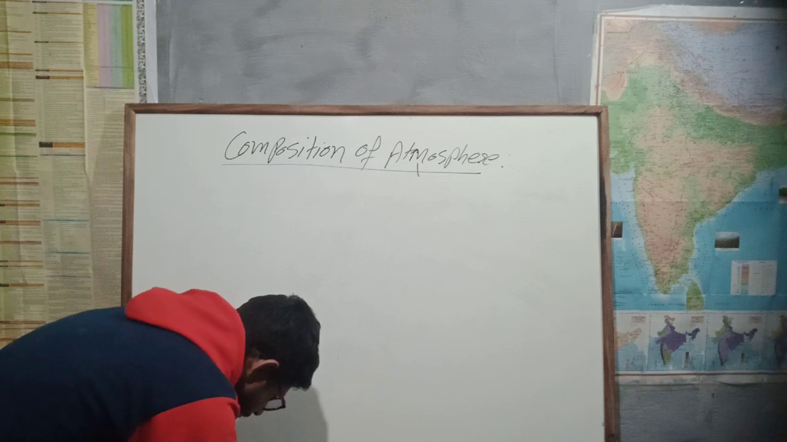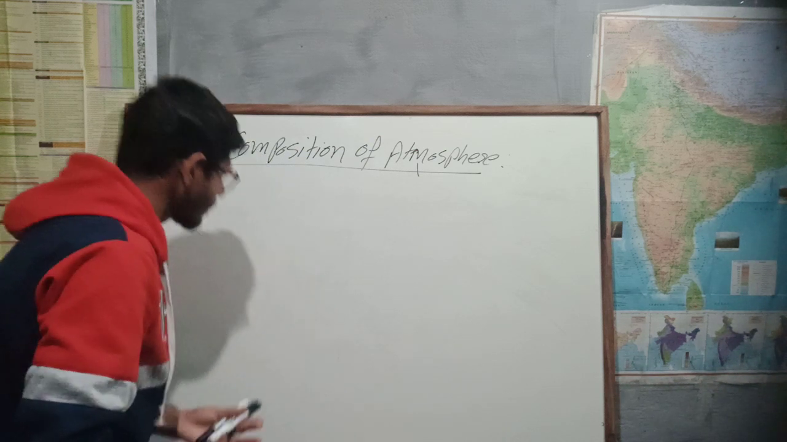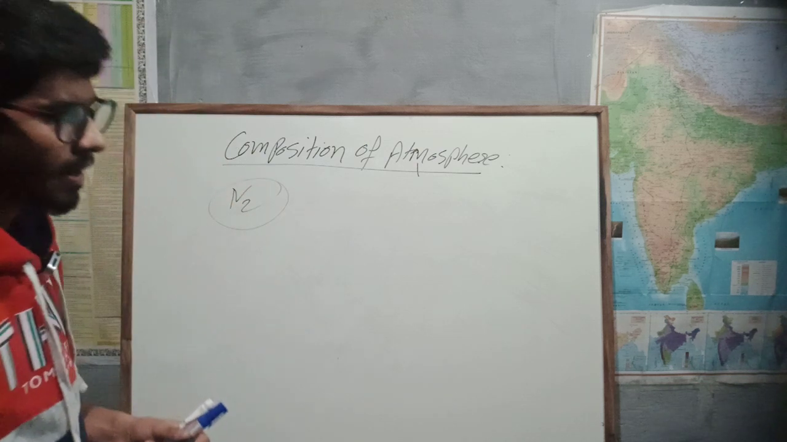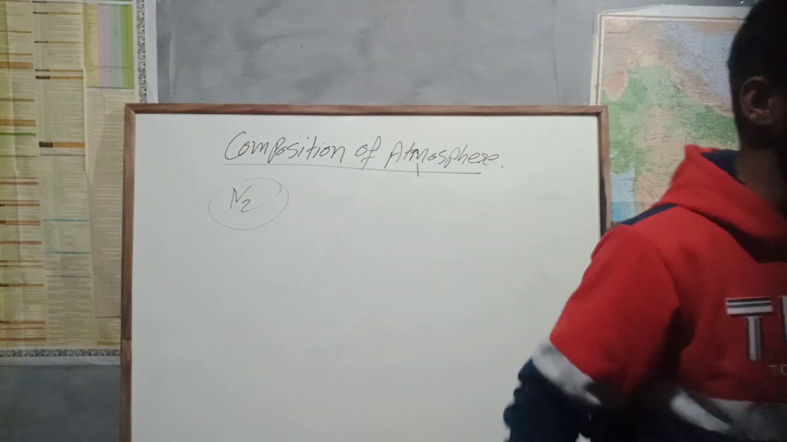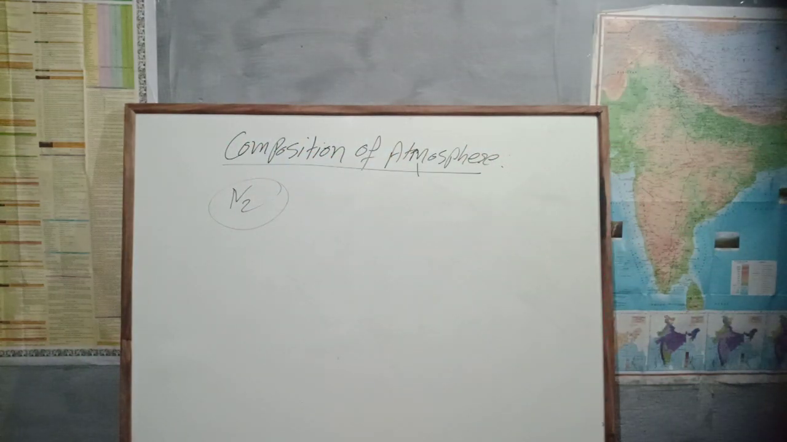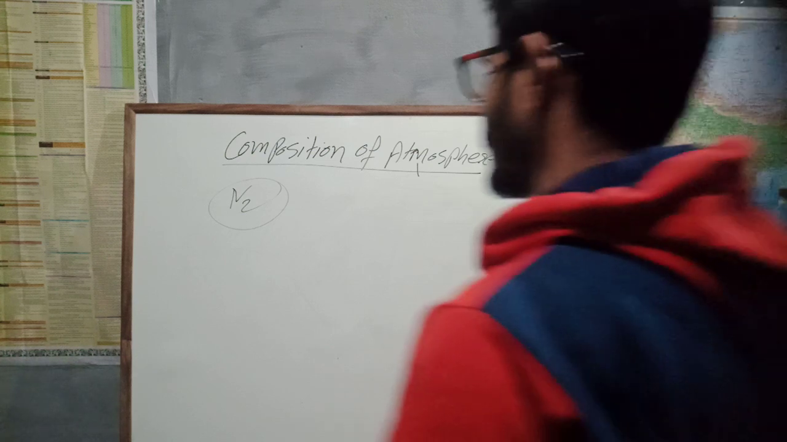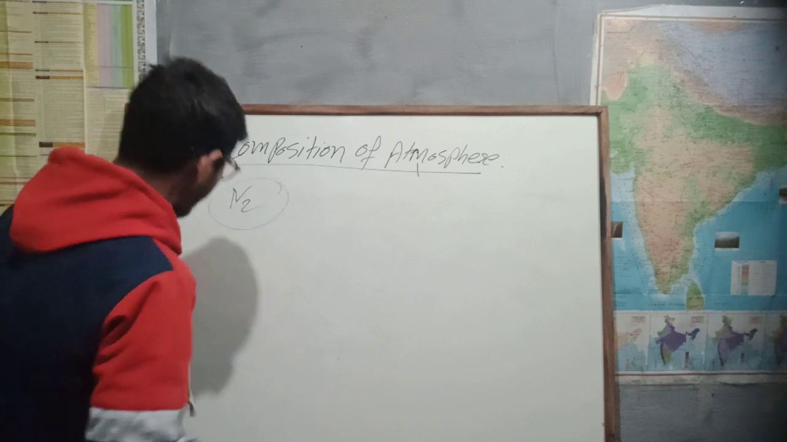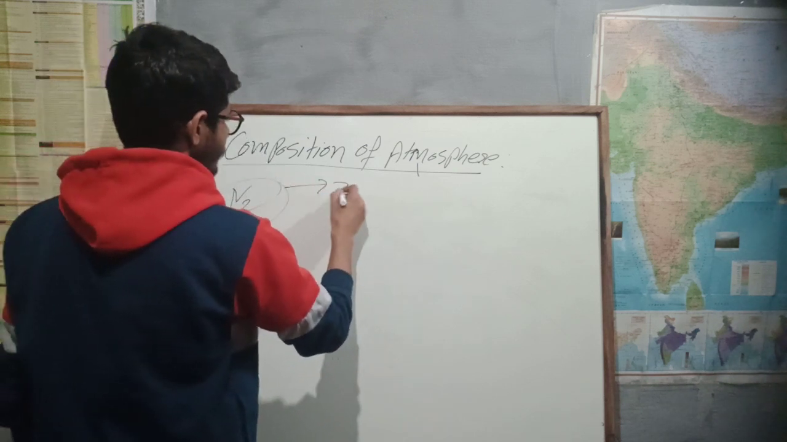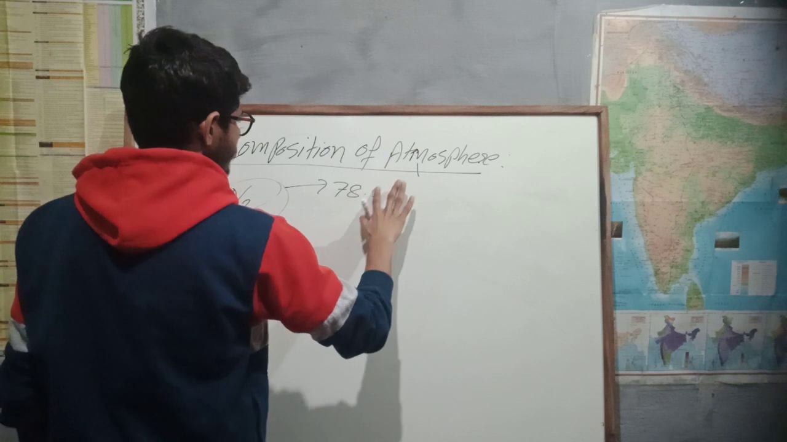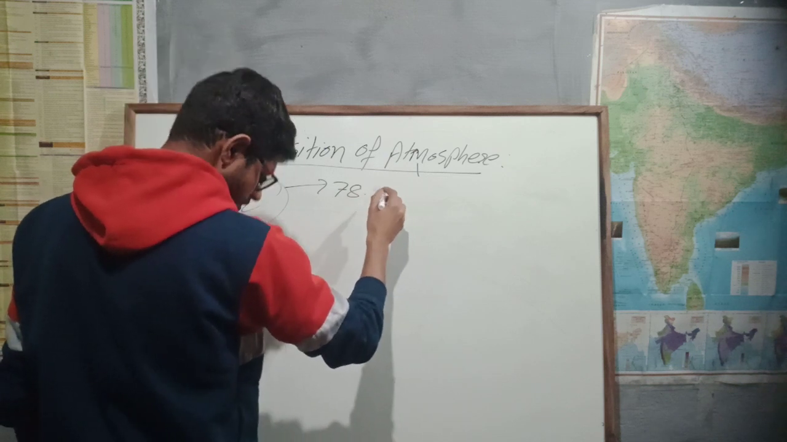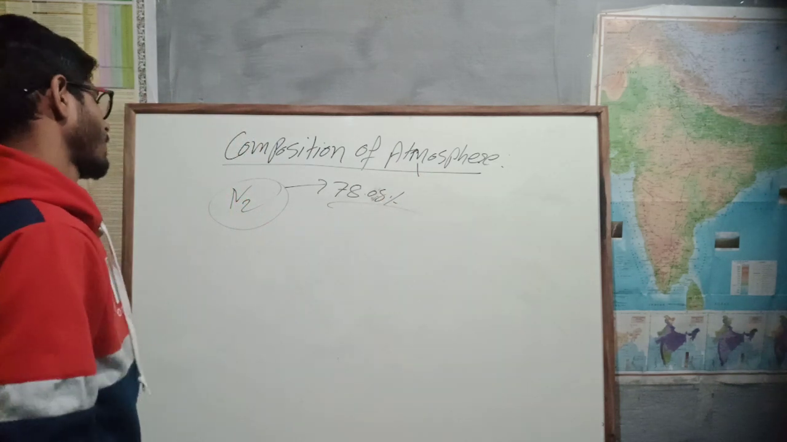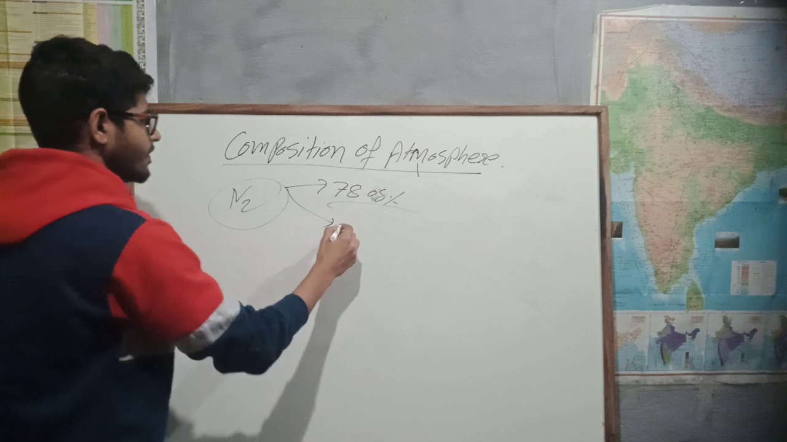What is nitrogen? Where do we get it? As I mentioned, its percentage in the atmosphere is 78%. It's another gas.